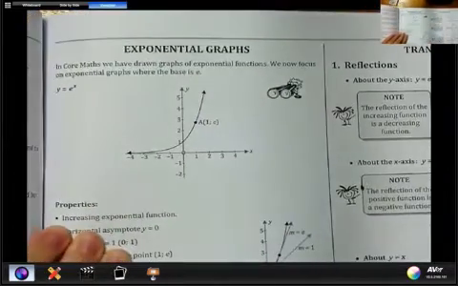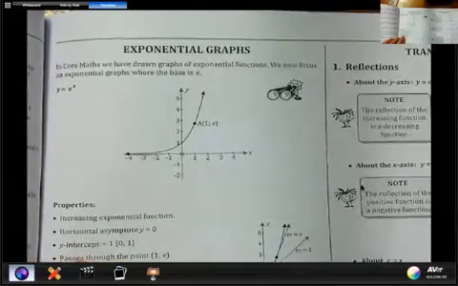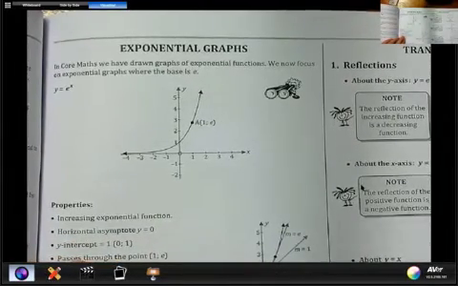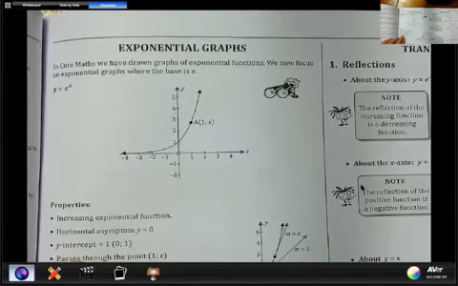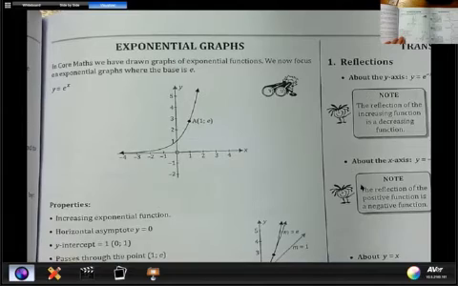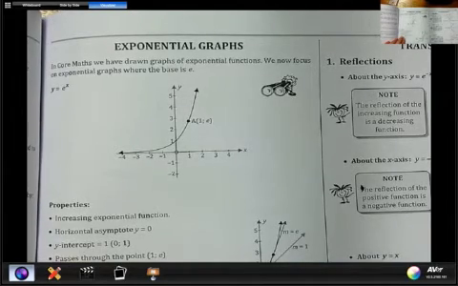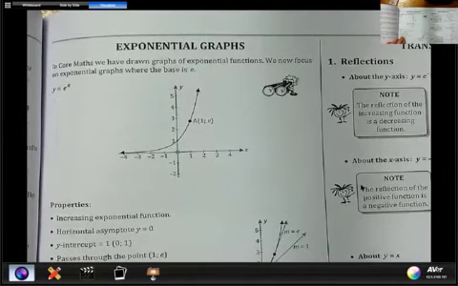So in core maths, we have drawn graphs of exponential functions. We now are going to focus on exponential graphs where the base is e. Let's remember that e is a number, right? e is 2.718, blah, blah, blah. So if you have a graph of y equals e to the x, you're going to do the same thing as when you have to draw the graph of y equals 2 to the x. Okay, because e is also just a number, just like 2. So I don't want you guys to panic about this.